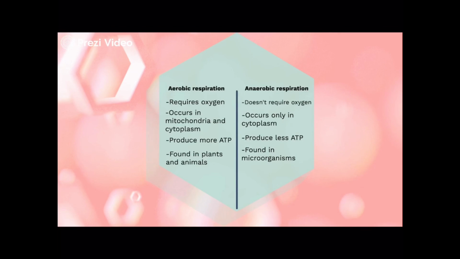Aerobic respiration is mostly found in plants and animals, such as humans and trees. But anaerobic respiration is mostly found in microorganisms, such as amoeba and fungi. In addition, anaerobic respiration can also be found in marine organisms because in the deep sea there is not much oxygen there.